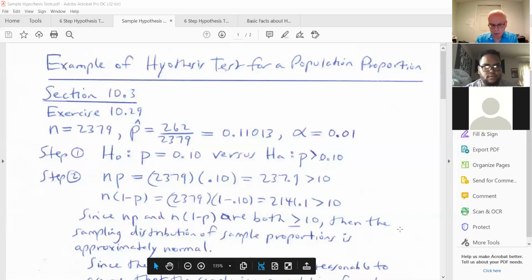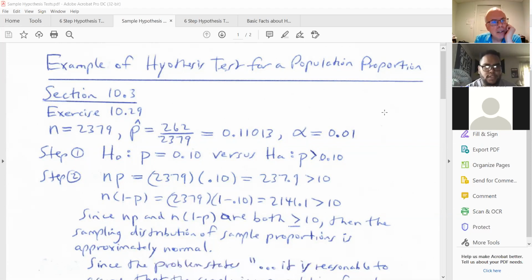No, I don't know why I said 216. It's 262. Is that right? 262? Yes, that's correct. And I have no idea why I wrote 216. So ignore what I just said about 216.